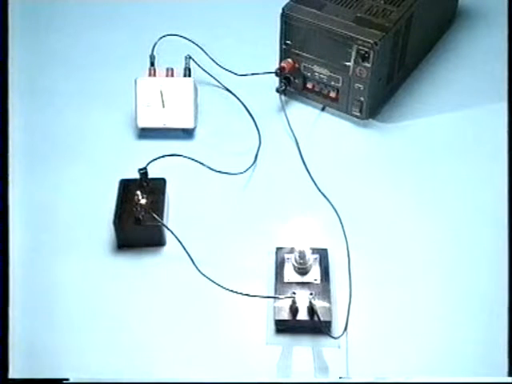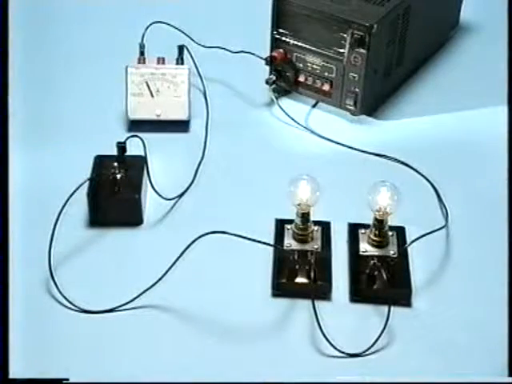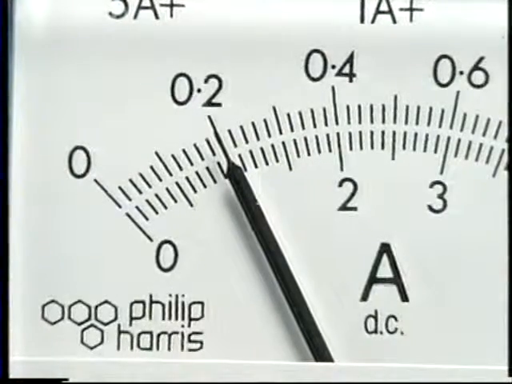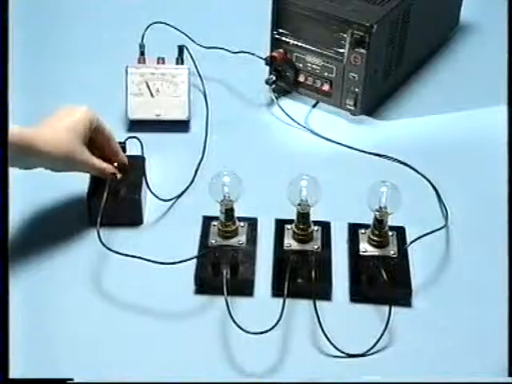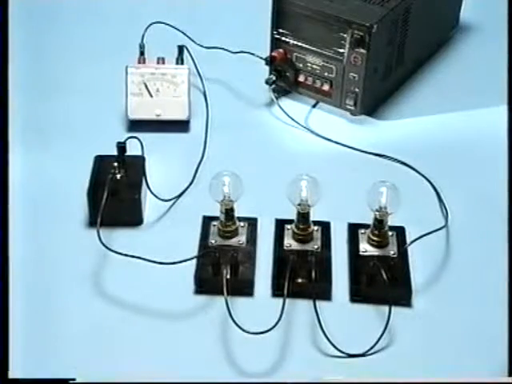To understand why brightness varies in the series circuit, we need to consider the current. With one bulb, the current is 0.4 amps. Add another bulb and see what happens to the current. The current is halved. Adding a third bulb reduces the current further. Bulb brightness depends on current. As the current falls, the bulbs get dimmer.